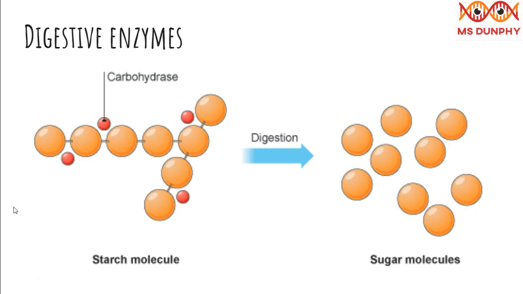Carbohydrases convert carbohydrates into simple sugars. Amylase is an example of a carbohydrase. It breaks down starch. Amylase is made in the salivary glands, the pancreas, and the small intestine. It works in the mouth and the small intestine.